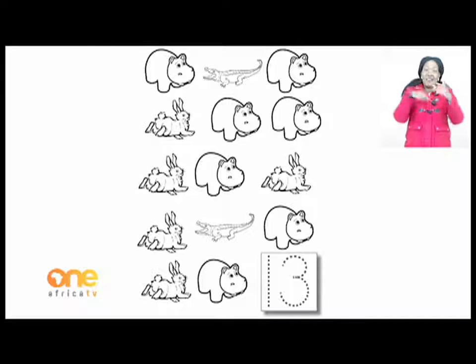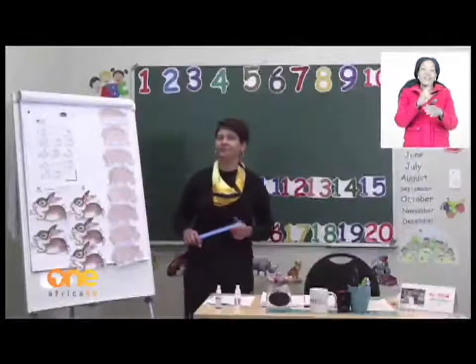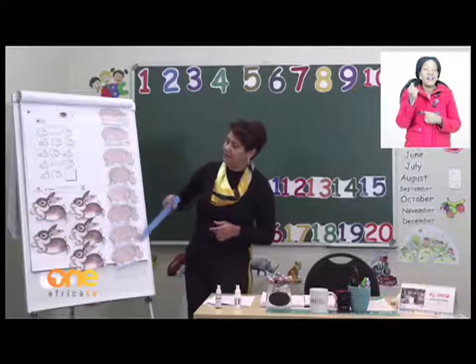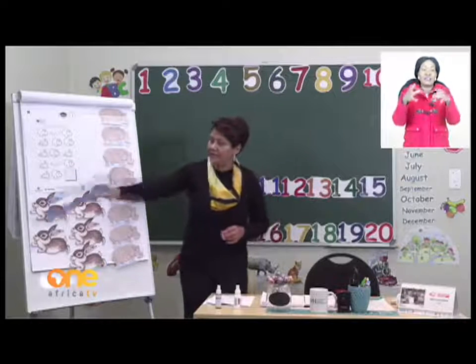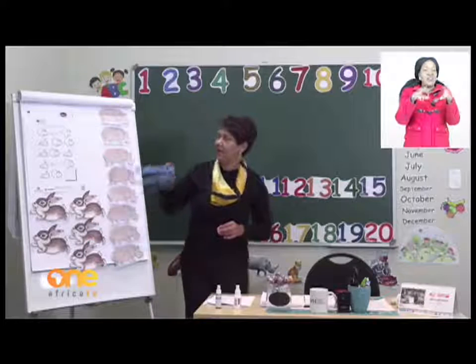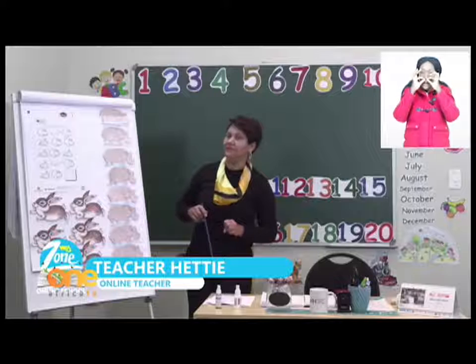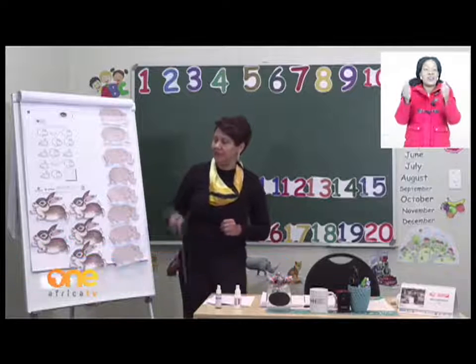Let's do some counting on my board. I have a group of animals put together. On the one side, I have some rabbits, and on the other side, I have some hippos. Let's count and see if they make a total of 13.